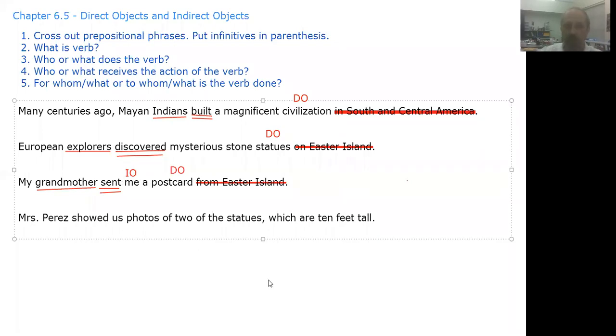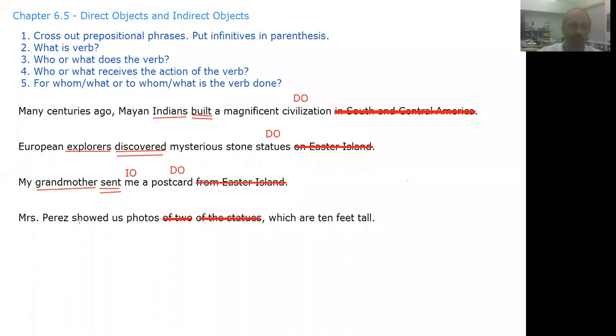Let's look at one more sentence. Mrs. Perez showed us photos of 2 of the statues, which are 10 feet tall. Whew. All right. Prepositional phrases. Of 2. Of what? Of the statues. Which are 10 feet tall? Not a prepositional phrase. We're not really worried about what that is at this point in time. It's a type of subordinate clause, right? This is a complex sentence, sort of. We're not really worried about it right now. Okay, we'll get to that.